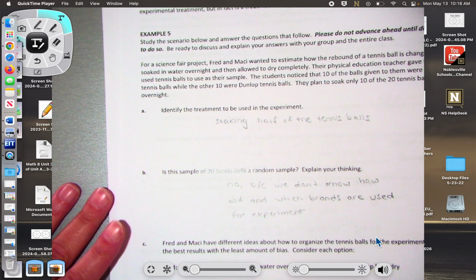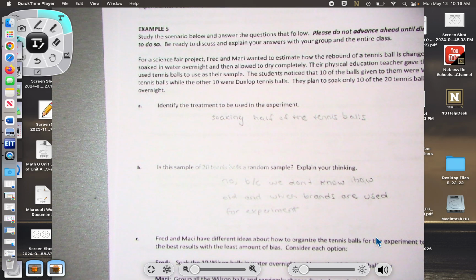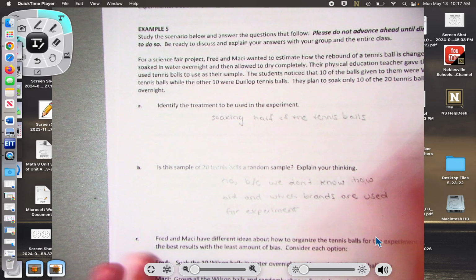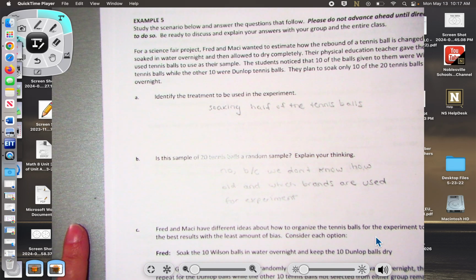Okay, so we don't know, maybe some of the ones that the PE teacher gave them are not as old as others, so they're going to have a different reaction time, rebound time anyway. We don't know which ones were used. Are they the Wilson ones or the Dunlop ones that are going to either be soaked or not soaked? So there's a lot going on, a lot of unknowns, right? And you guys have done enough scientific experience where you just have to have one thing that you're evaluating. You can't have 5 different things because then you don't know which actually had the impact.